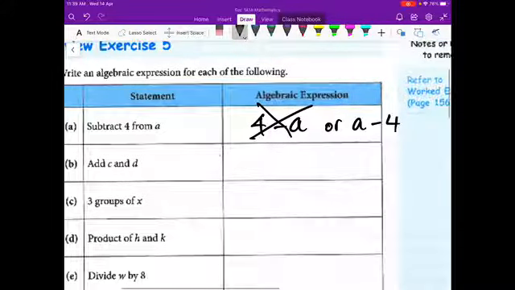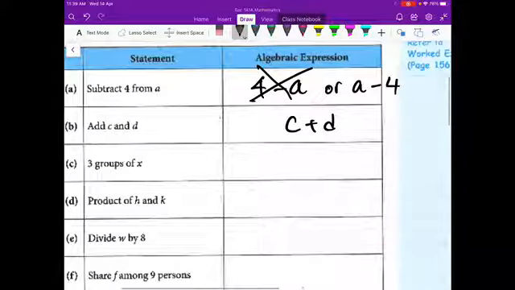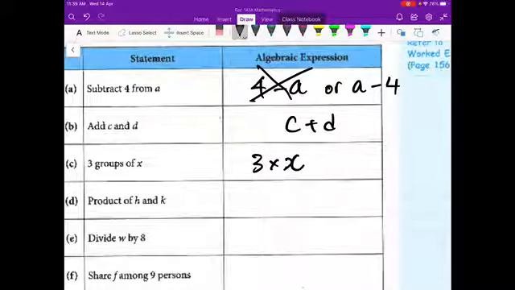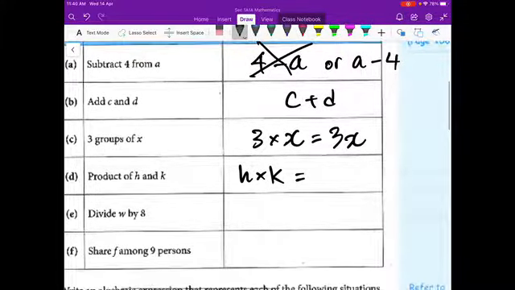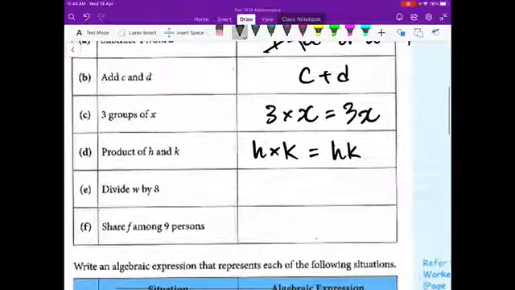Now next, Henry. C plus D. Shabil? 3 groups of X? Okay, 3 times X. Can we simplify that? Because I don't want to write the times. 3x. Okay, next. Zhixian. H times K. Can I simplify that? HK. Okay, Indra? Okay, W over 8.